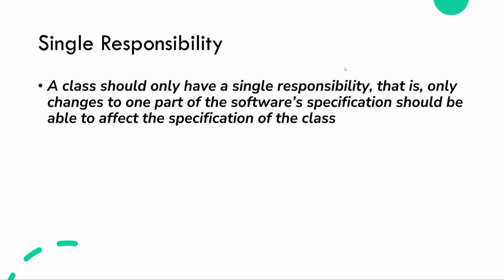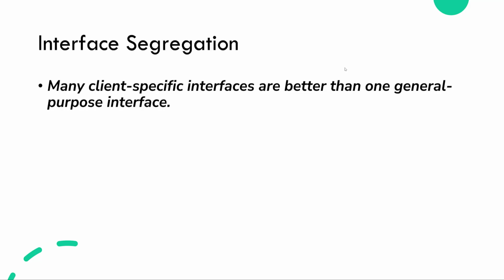The single responsibility in a nutshell is this. A class should only have a single responsibility, that is, only changes to one part of the software specification should be able to affect the specification of the class. If we don't really get what it is, we are going to see this in code. Interface segregation is this. Many client-specific interfaces are better than one general-purpose interface, and that's exactly what we are going to be trying to do in our code over here.